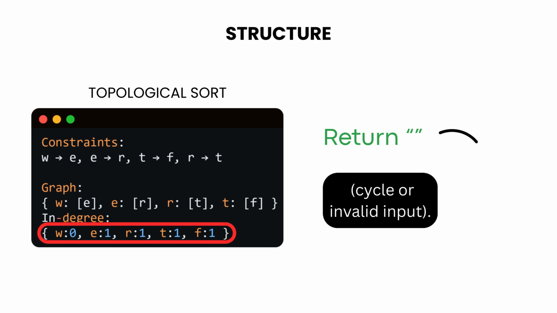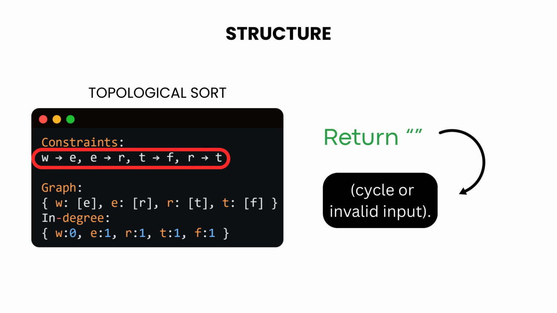Topological sort. Add all nodes with 0 indegree to a queue. While the queue isn't empty, pop from the queue and append to the result. Decrease indegree for neighbors. If indegree becomes 0, add to the queue. If the result length equals the number of unique letters, return it as a string. Otherwise, return an empty string, for a cycle or invalid input.